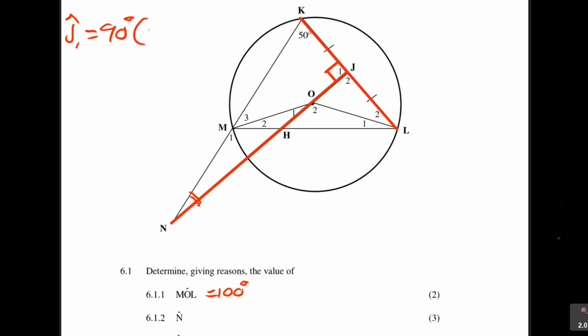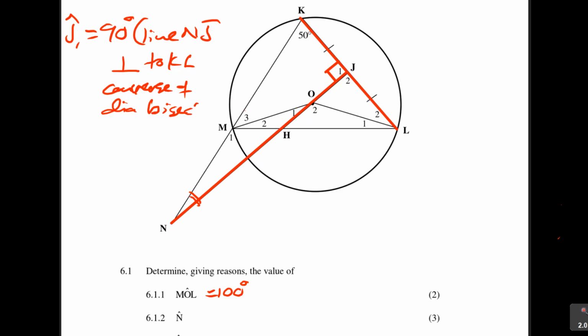What are you going to say? You are going to say diameter, or we can say line NJ perpendicular to KL, right? Line NJ perpendicular to KL, and then you say converse of diameter bisects chord. So it's the converse of the diameter bisecting the chord, meaning these lines are perpendicular. So you can put it, or you can just state that.